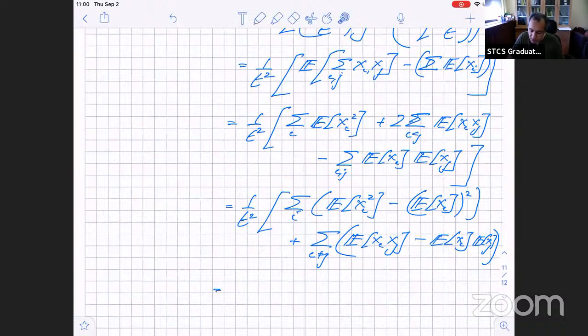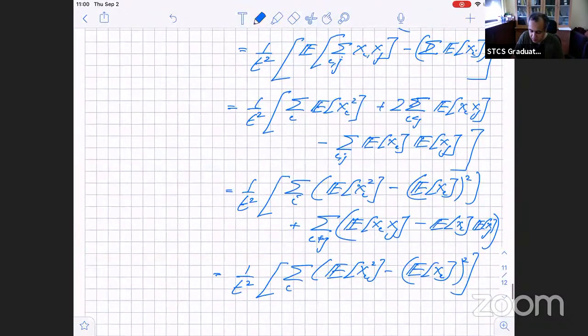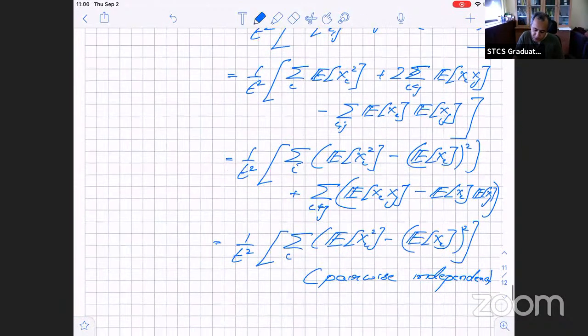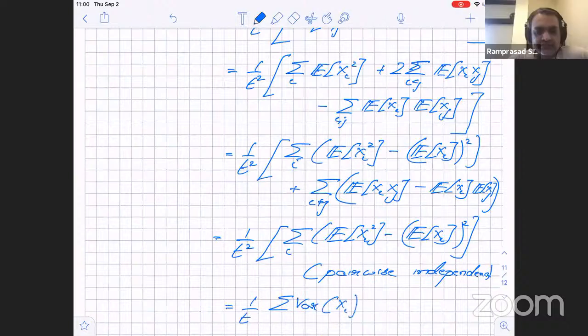Now what happens to this? The nice thing is that because of pairwise independence, expectation xi xj is the same as expectation xi times expectation xj. So these terms cancel. This is the only place in the proof where I use pairwise independence. The second thing completely cancels out, and all I'll have is the summation over i. Notice that this is just 1 over t squared times the summation of the variance of xi.